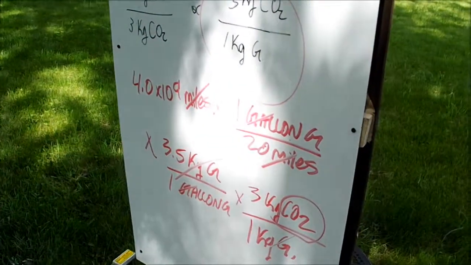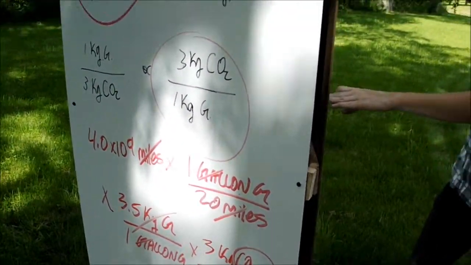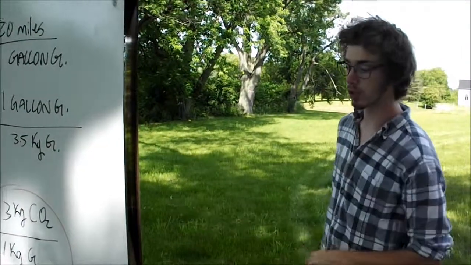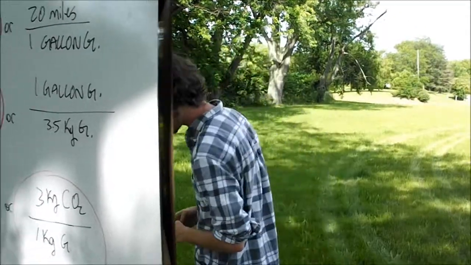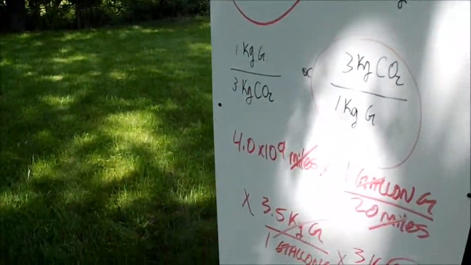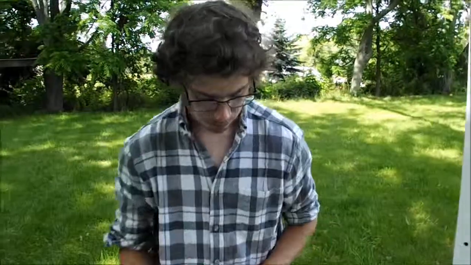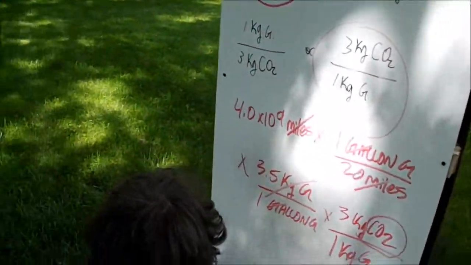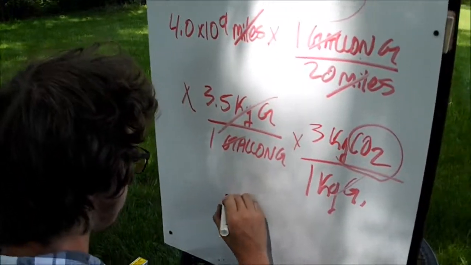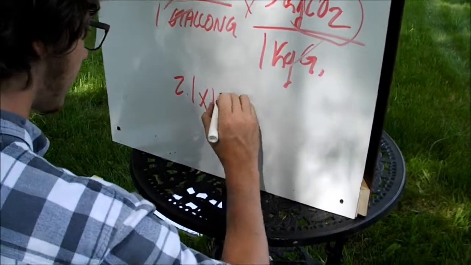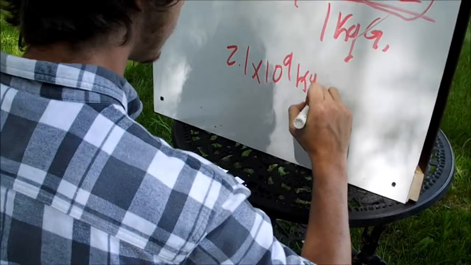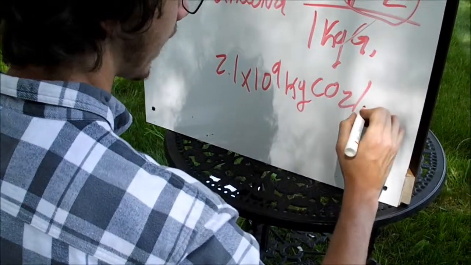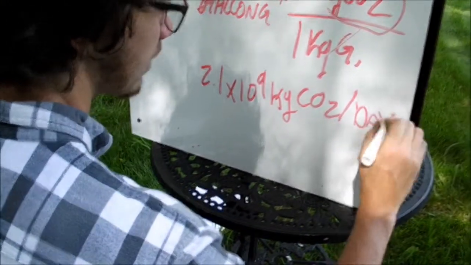Is that what the question is asking? How many kilograms of CO2 are emitted into the atmosphere? So what is our answer? We multiply it out. We get 2.1 times 10 to the 9 kilograms of CO2 per day emitted into the atmosphere.